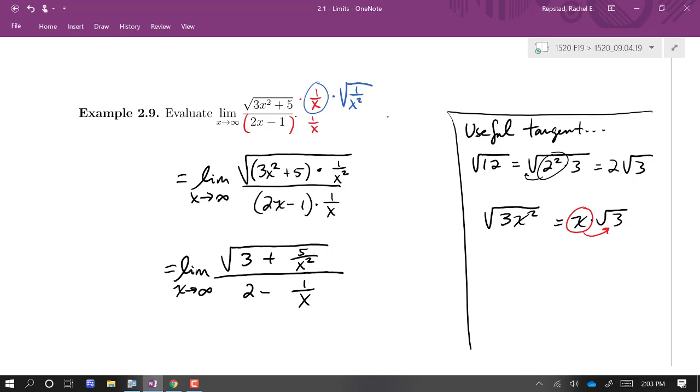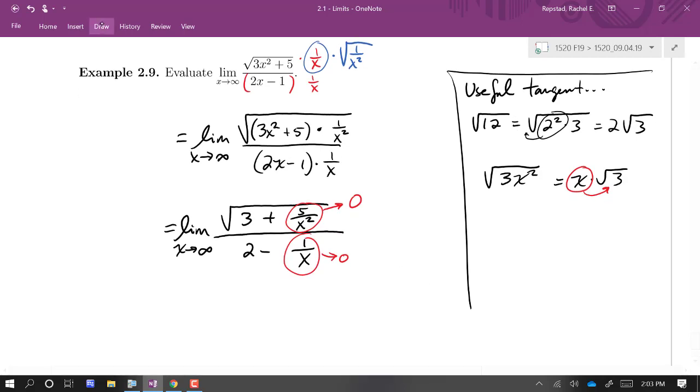Isn't this great? I want this to look a certain way, and I can do it. What does 5 over x squared approach? 0. Yeah, what does 1 over x approach? 0. So what is my limit equal to? 3 over 2. Yeah. Now is when I can drop the limit.